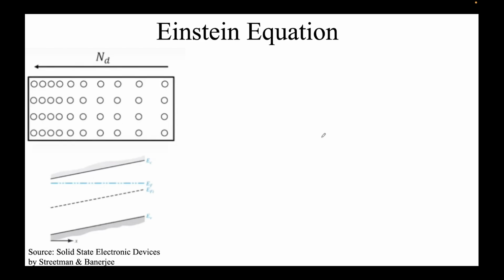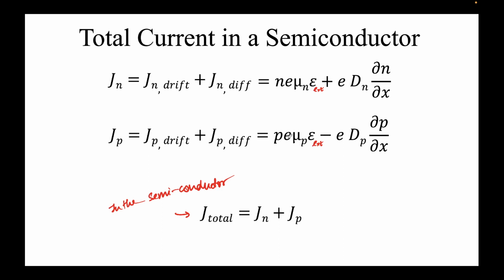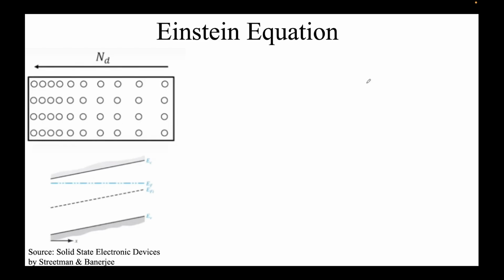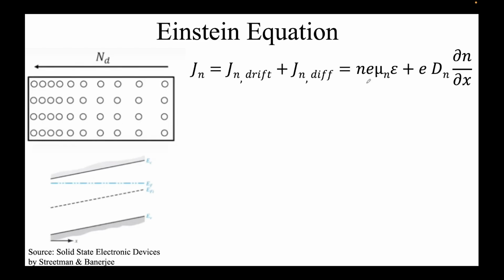Now very closely related to that is something called the Einstein equation. We see two constants here, mu and D, the mobility and the diffusion coefficient. How are they related? They're related by something called the Einstein expression. Consider only the electrons in this case; the same discussion will be true for holes. So this is the total current. Consider a system at equilibrium, where Jn is 0.